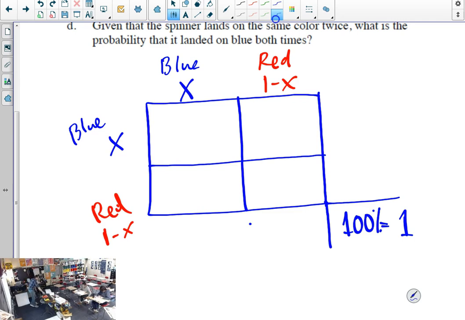Colin made an observation that he felt like this was going to turn somewhat quadratic. What's the probability of blue and blue, spinning blue twice? X squared, right? Because the probability is x times x. What's the probability of spinning blue then red? X minus x squared, right, if we distribute, or negative x squared plus x. Same thing down here.